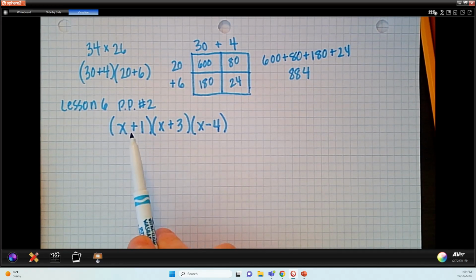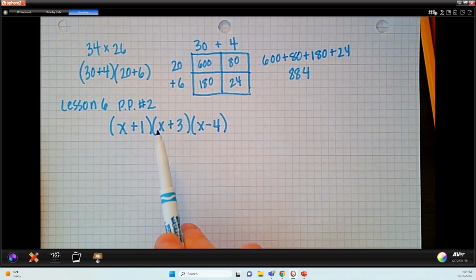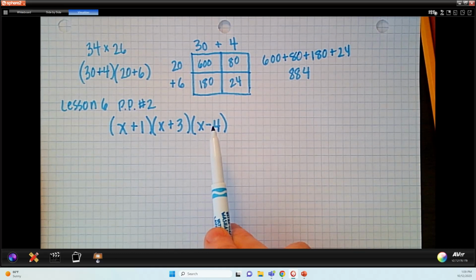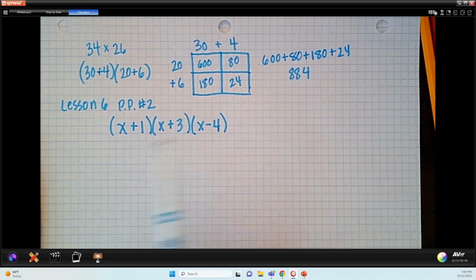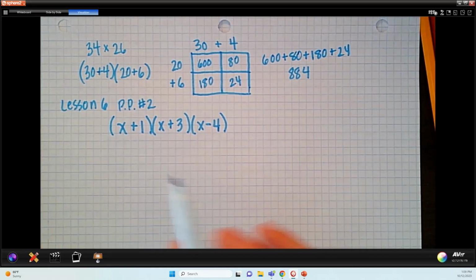I know my zeros, right? Because if I have x is negative 1, that would make 0. If I make x negative 3, that would make 0. And if I make x 4, that would make 0. So if I were sketching a graph of this, I would know my zeros, right? So just pointing that out because that actually came up in another one of the learning checks that we did.